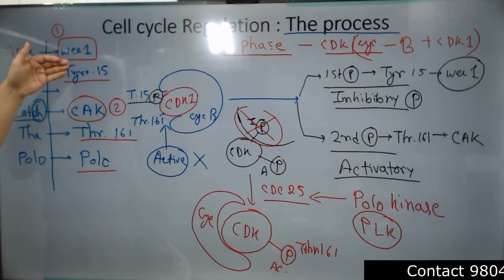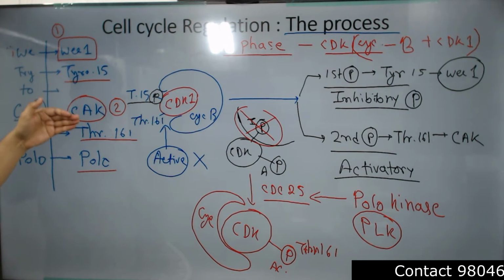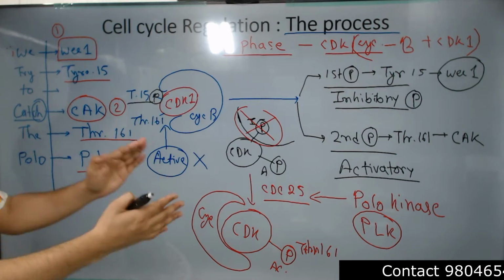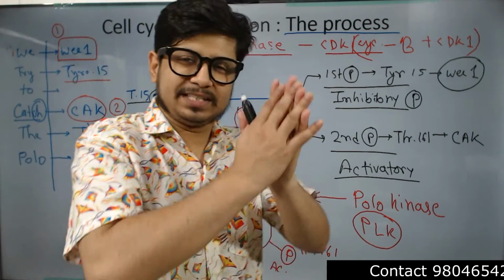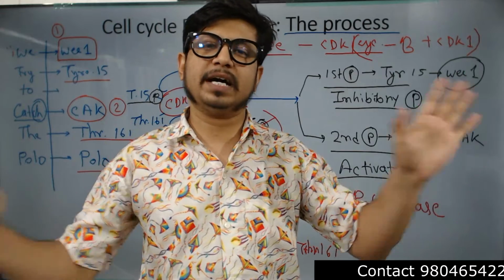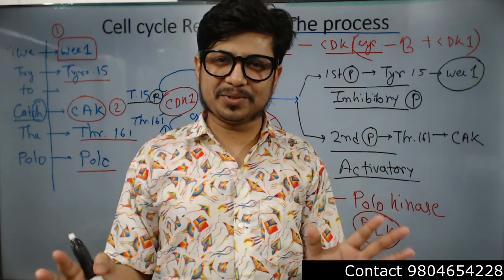Wee1 tyrosine 15, CAK threonine 161, Polo activates CDC25. The rest of the process is crystal clear. I rest my case. That's how easy it is to understand.